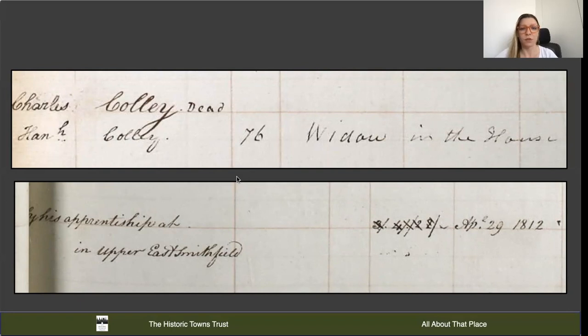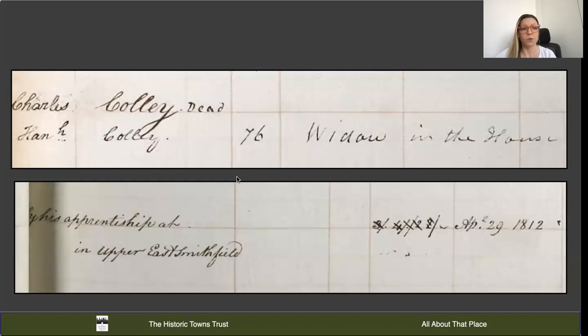In the top extract, you can see that Charles and Hannah Colley were an older married couple who were receiving a pension before Charles died. At this point, Hannah likely entered the workhouse unable to fend for herself. In the bottom extract, we can see that from the 29th of April 1812, Charles and Hannah were receiving 3 shillings a week, then 4 shillings, and finally 2 shillings before Charles died. The overseer has also written how the couple obtained settlement in East Smithfield.